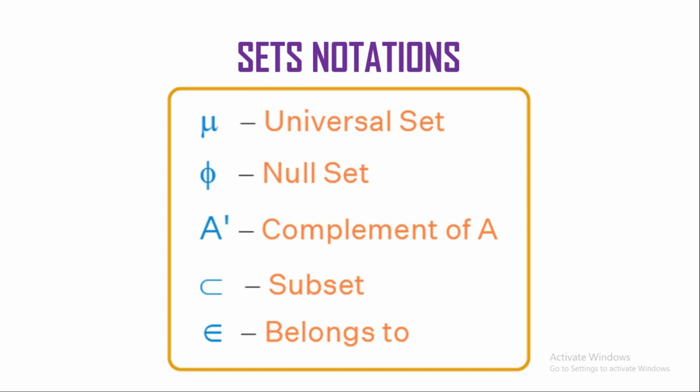The second one is the null set. The null set is just a set that has no element at all. The complement of a set is the elements that you can find in the universal set but cannot find in that set. They are the complement of that set. All these things will clear out as time goes.